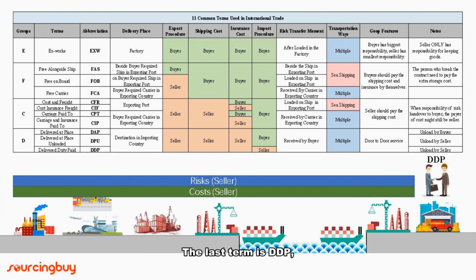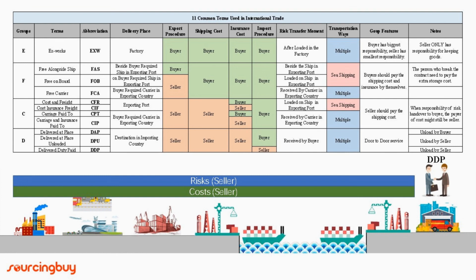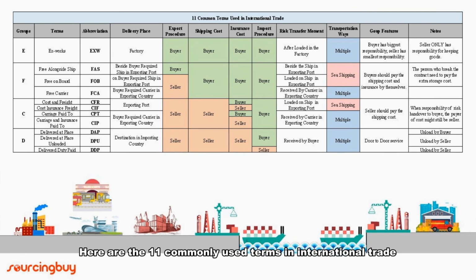The last term is DDP, which stands for Delivered Duty Paid. In this term, buyers do not need to do anything. They only need to pay the seller and wait for the goods at home. Here are the 11 commonly used terms in international trading. I will upload this chart to our Facebook public page. You can find it by clicking the link below this video.